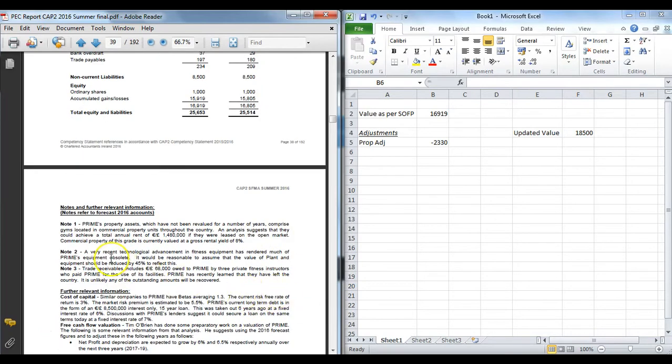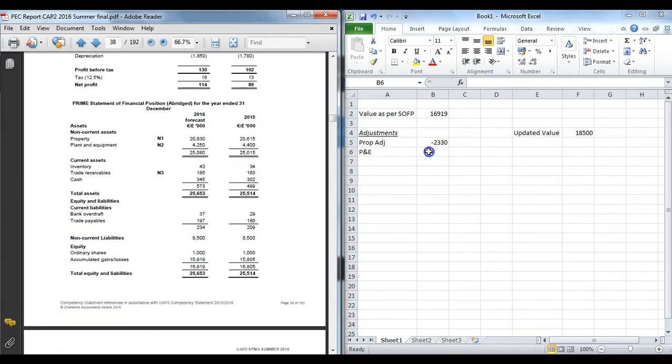The second note tells us here, so very recent technological advancement in fitness equipment has rendered much of the Prime's equipment obsolete. So the reason to assume that the value of plant and equipment should be reduced by 45%. So again, another write down, plant and equipment needs to be written down by 45%. So it's going to be a negative because you're going to adjust it downwards, and it's 4250 times 0.45. So you're adjusting that down by about 1.9 million. So another evaluation downwards.